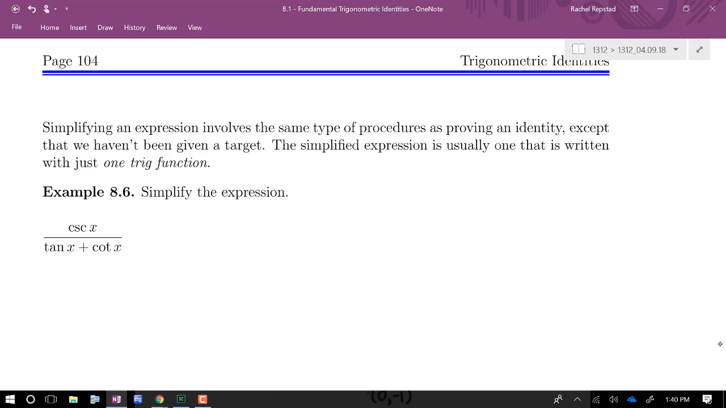When we're simplifying, the good thing to keep in mind is that usually we're trying to see if we can write it in terms of just one trig function. Can we simplify it to something that only involves one trig function?